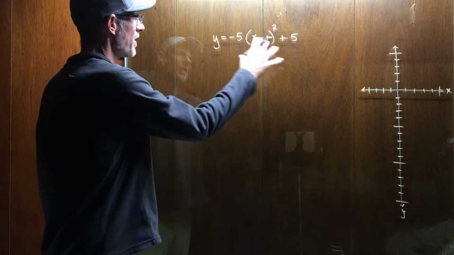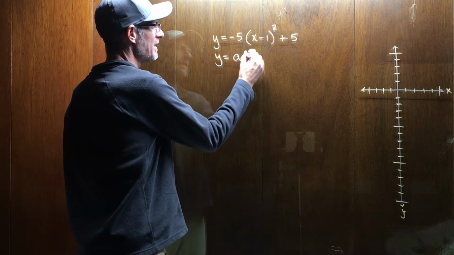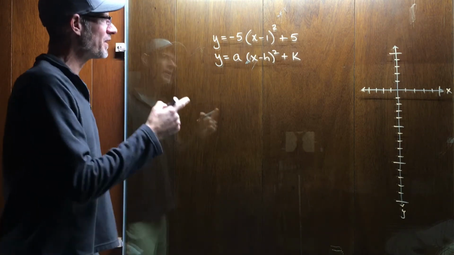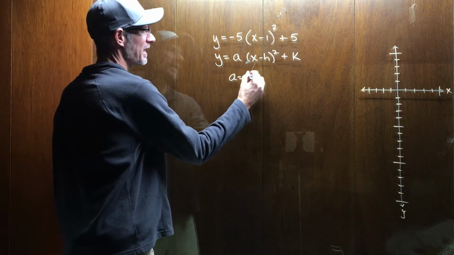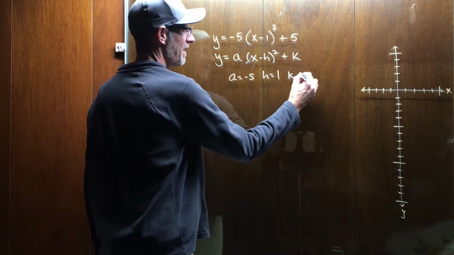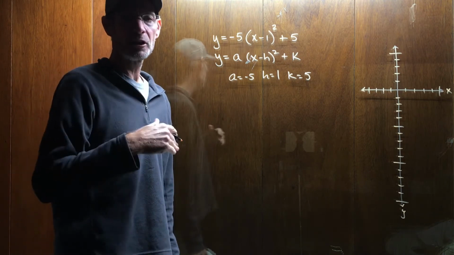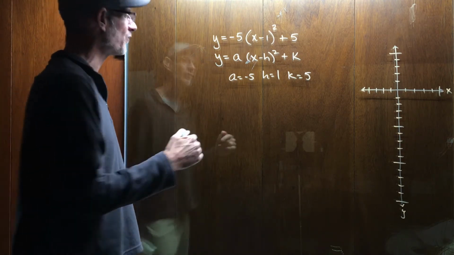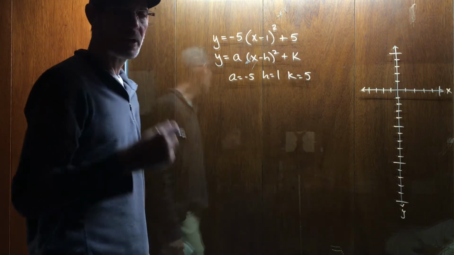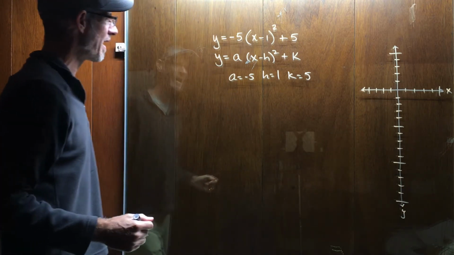Here I have a quadratic equation in vertex form. Vertex form is y equals a times (x minus h) squared plus k. And so on this problem, my a value is -5, my h value is +1, and my k value is +5. Now, what makes this parabola look different than other parabolas in vertex form are these 3 numbers. If one of these numbers were different, we would get a parabola that would look different than the one we're going to get when we eventually graph this problem.